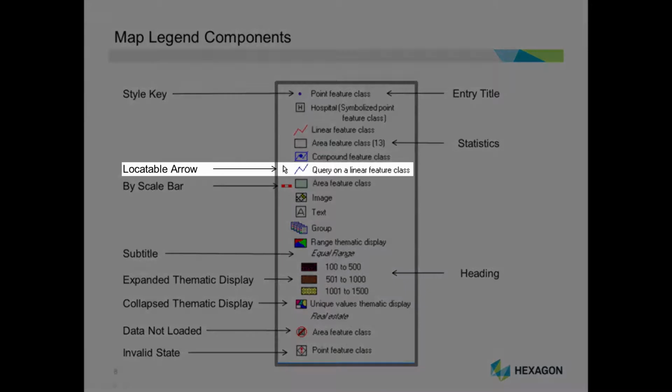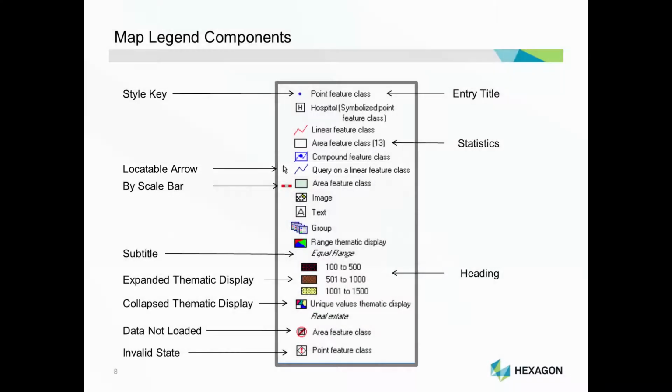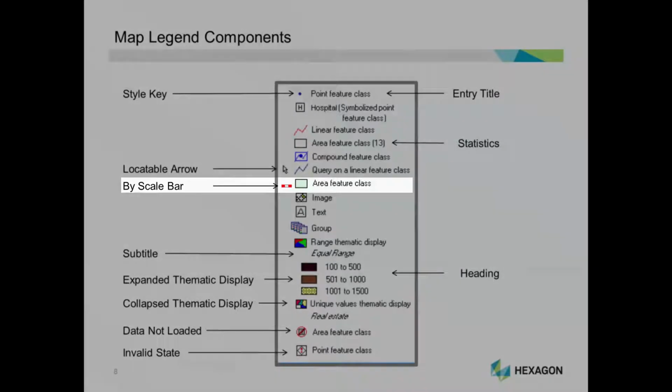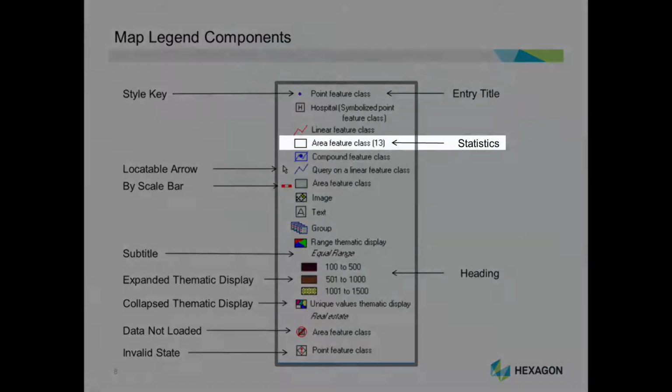The arrow indicates that this feature is locatable within the map window. This means the feature can be selected for interactive analysis and/or interactive editing. The latter requires that the selected feature is associated with a read-write connection. The scale bar lets us know that this feature class is set to display by scale. It will only appear in the map window when the viewing scale is within a specified range. Finally, the statistics show how many features within this feature class exist.